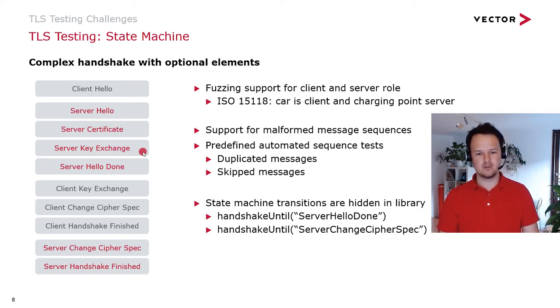Also, for our own benefit, we try to hide away all these state machine transitions and have very convenient methods now, which we will also provide to our customers. We can just say, okay, do a handshake until maybe server hello done. Then the entire handshake is handled until server key exchange by our library. And then we can just set maybe one field in the server hello done and send that. And this makes testing of TLS really a lot easier than it was beforehand for us.